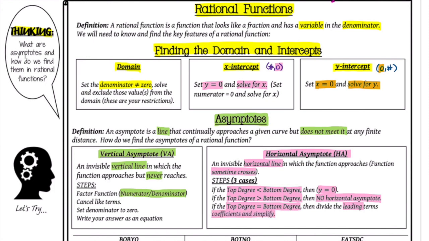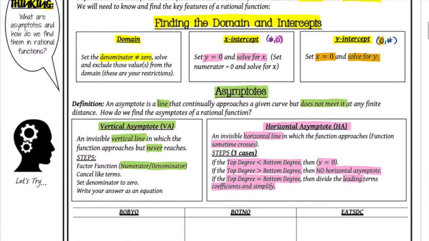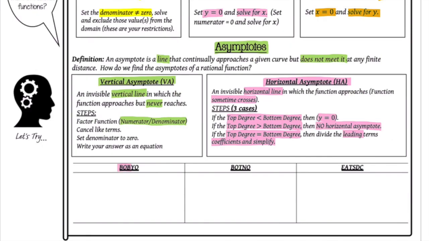So that's a lot to remember. There is an acronym to help you remember all of these. So we have BOB YO, we have BOT NO, and we have EATS DC. What do these things mean?